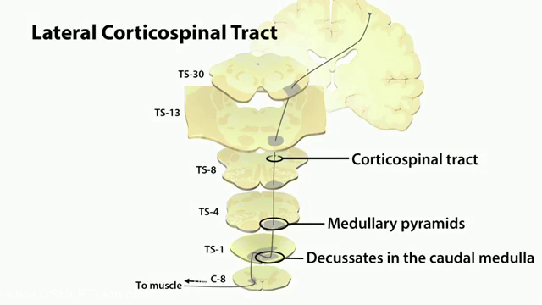And then that goes down to the spinal cord. And we'll talk about that again when we focus on the spinal cord in another video. Now we're going to look at some cross-sectional anatomy of various levels of the brainstem.